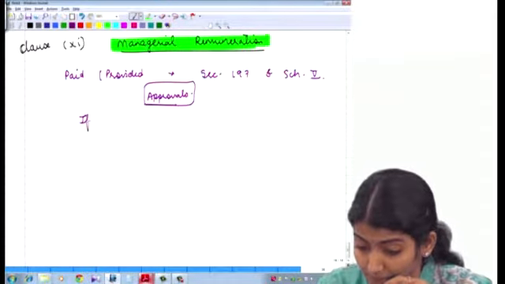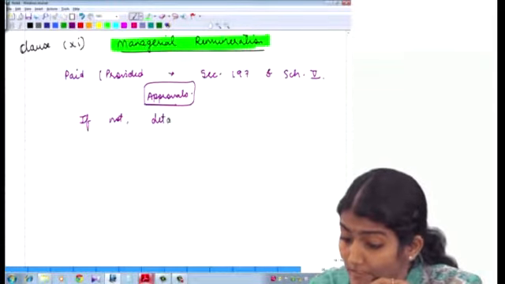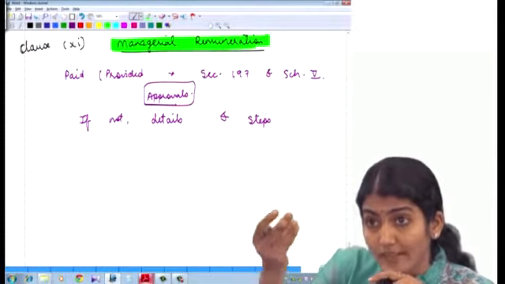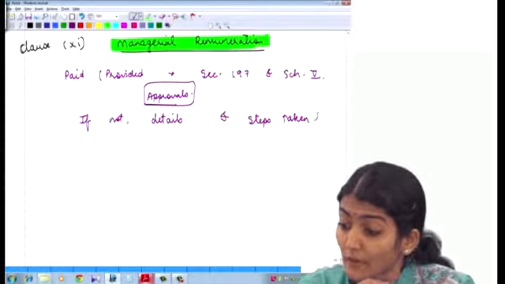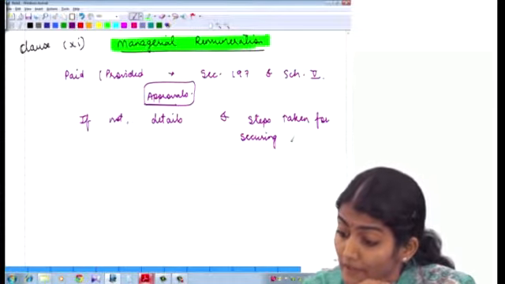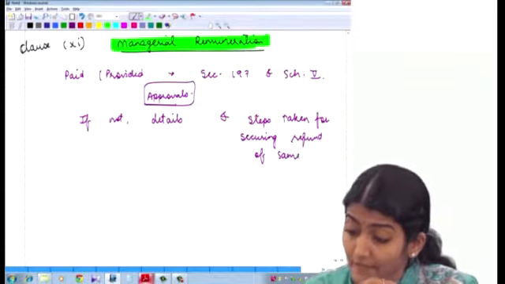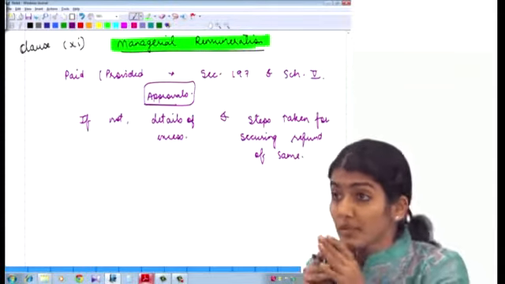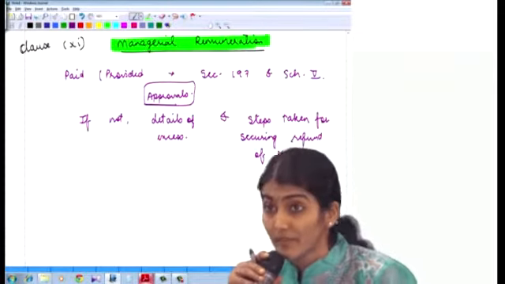And if not, then again the details of the excess, and look at the new thing over there. It is a completely new thing: steps taken for securing refund of the excess which has been paid. Details of any excess managerial remuneration that has been paid. So if excess has been paid, what are the steps taken to secure refund of the same?